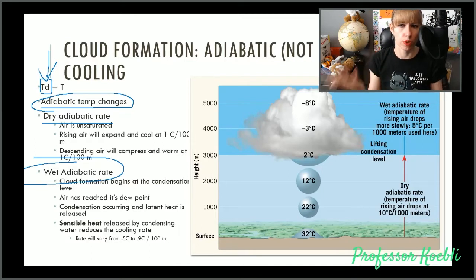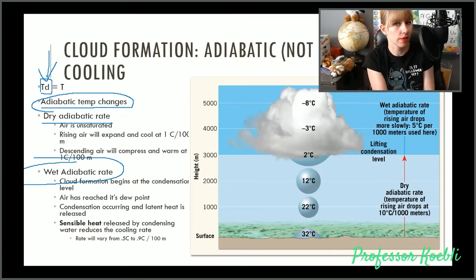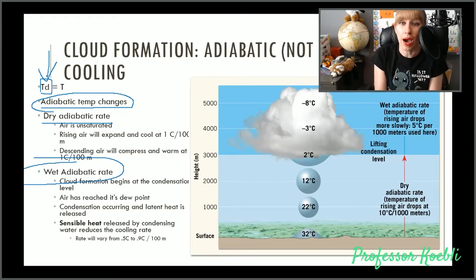But what about rain? How does rain work with this? You're getting clouds. Clouds means rain, right? Well, it can take a few hours for precipitation to occur after a cloud has formed. And there's actually a few ways that rain ends up forming, and we'll learn about those later. The wet adiabatic rate with cloud formation and condensation level, again, creates this sensible heat. So don't forget about that sensible heat.